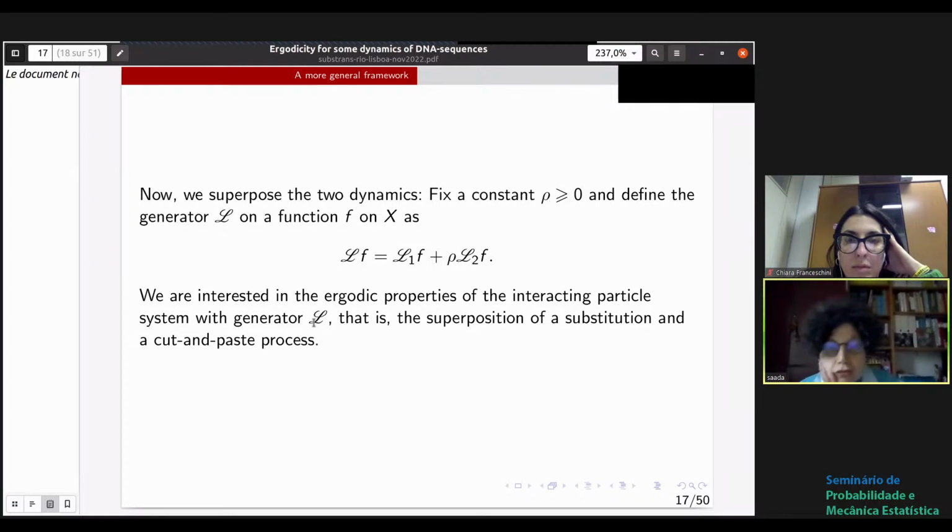Okay, so our goal is to superpose the two dynamics. So we have a constant rho, and we will look at the generator of the superposition. So LF will be L1F plus rho times L2F. And we want to know if this superposition will or will not be ergodic and for what conditions.